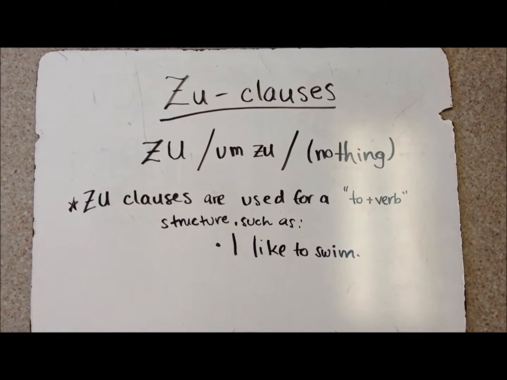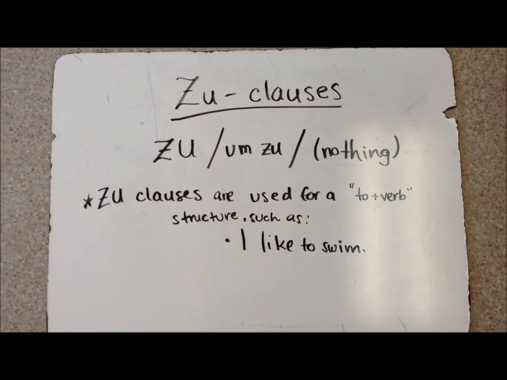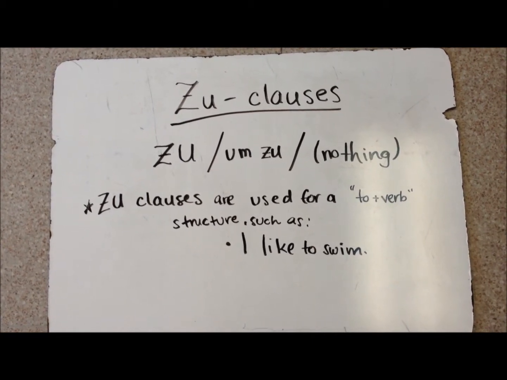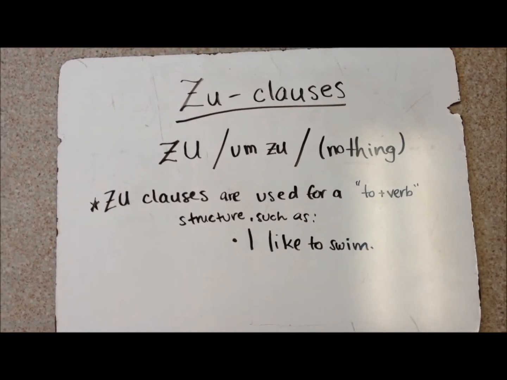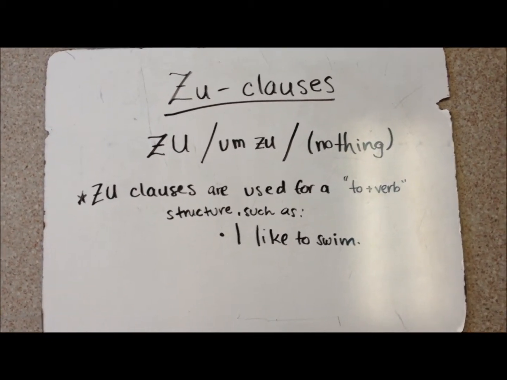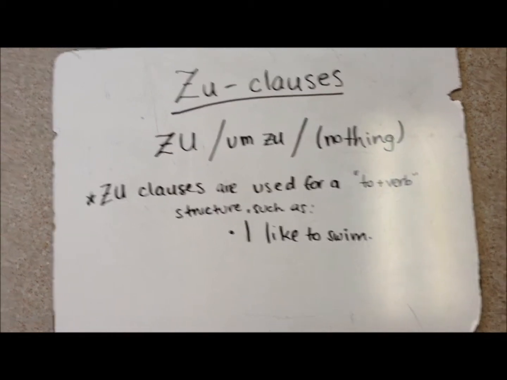Today we're going to learn about zu clauses, which is the German for a "to plus verb" structure, such as "I like to swim." For these, you can either use zu, you can use um zu, or you can use nothing. And we're going to talk about all of these. But first we're going to talk about nothing.